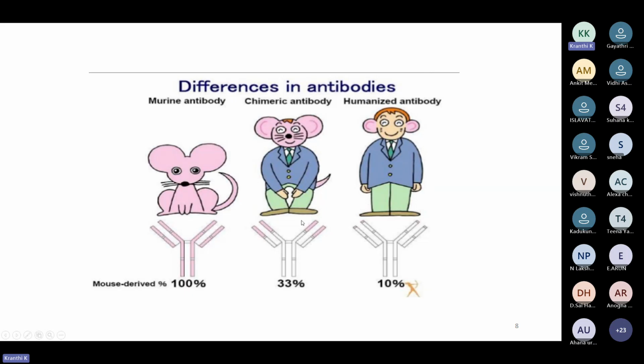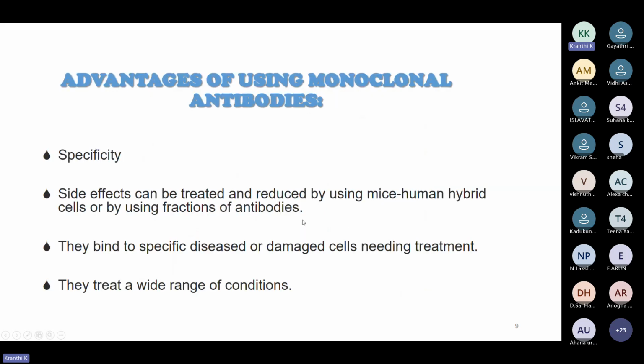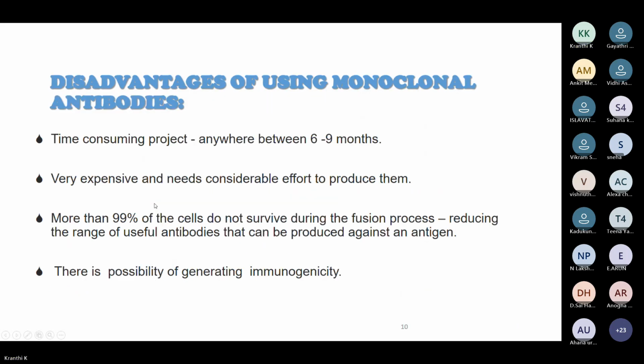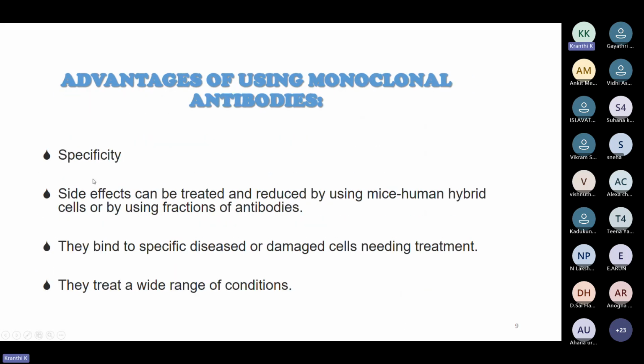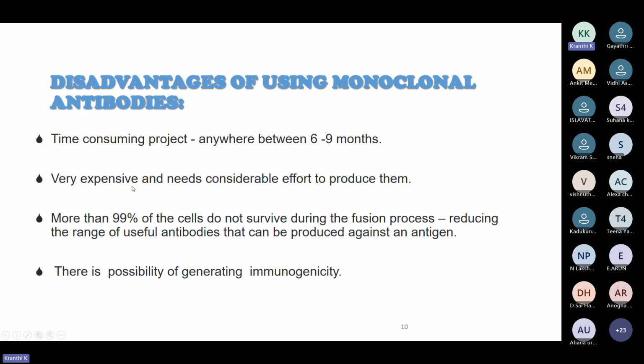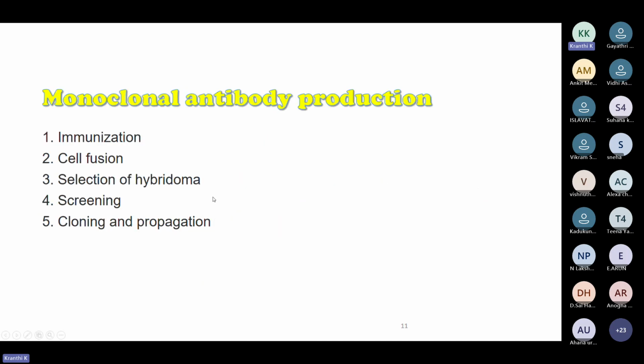If it is of completely human origin, that means 100% human. Okay. Then the advantage of monoclonal antibodies is specificity. They will specifically attach, and it is more expensive. Okay. Then what is the use of monoclonal antibody production? It is for immunization, cell fusion, selection of hybridoma, screening, and then cloning and propagation.